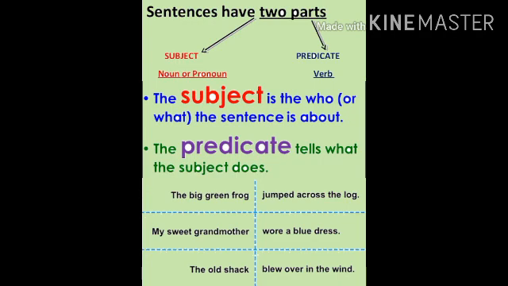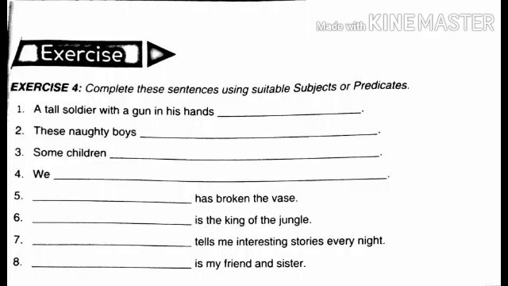Dear students, this is the basic pattern of identifying subject and predicate in the sentence. I hope all have got a very good understanding about identifying subject and predicate. Now, shall we complete these sentences using suitable subjects or predicates? We'll try to solve the first exercise. First question. A tall soldier with a gun in his hands, dash. How will you complete the dash? A tall soldier with a gun in his hands.